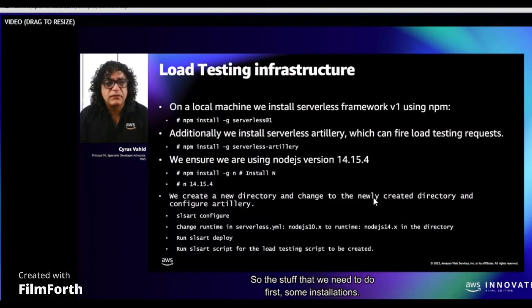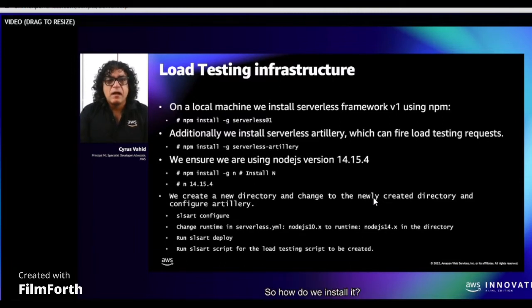So the stuff that we need to do first, some installations. You can do it on your own laptop, on which you have AWS credentials, AWS regions and configurations set. So you can simply use the same laptop, the same local machine that you use in order to work with AWS services. It basically, the serverless is going to connect to your serverless infrastructure.